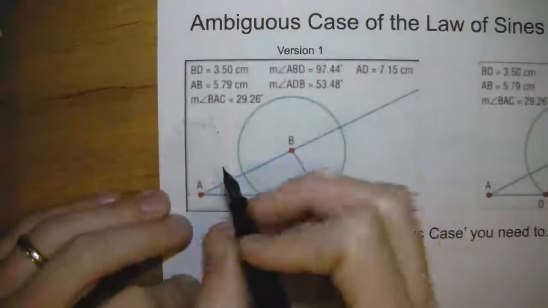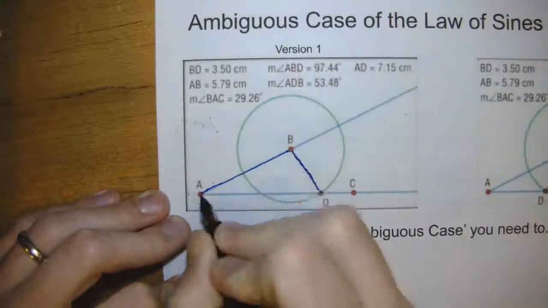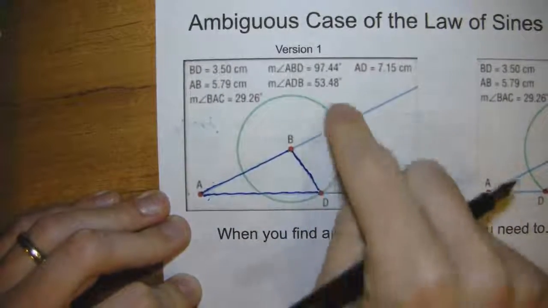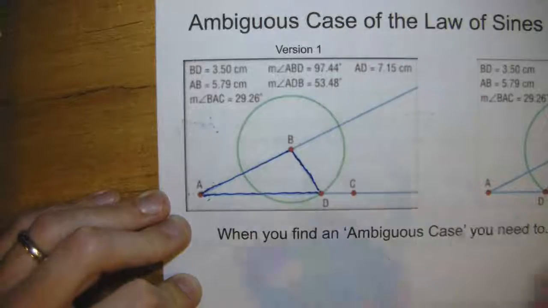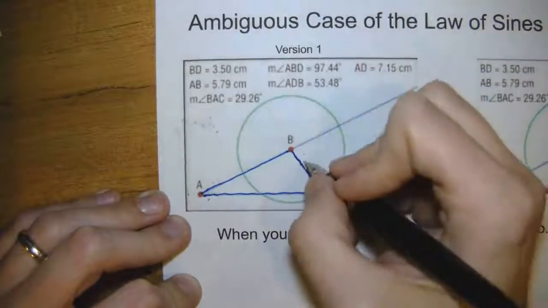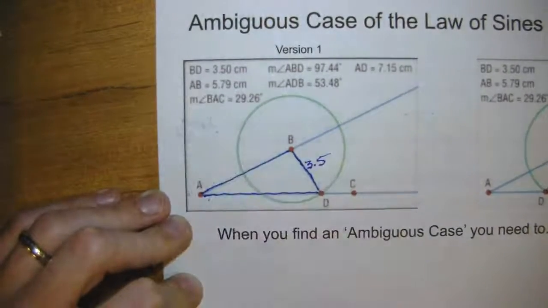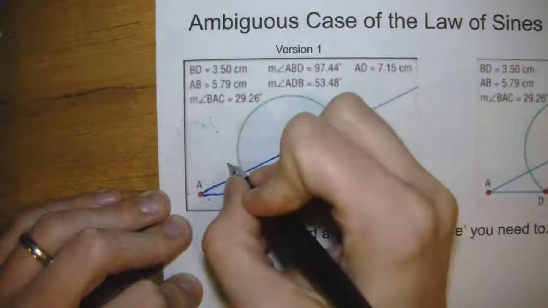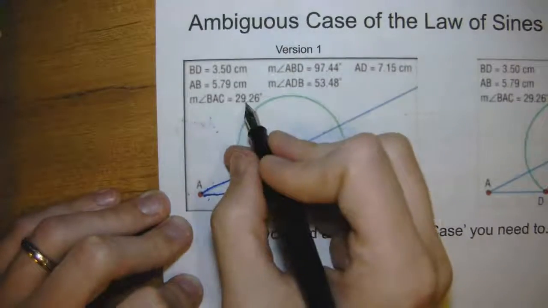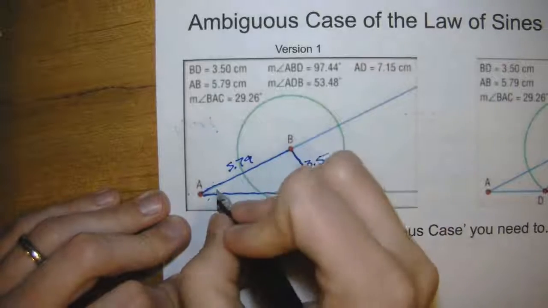Version 1. Here's my triangle. All right, I'm going to bold it in a little bit here just to make it a little easier to see. Notice that BD, this distance, and notice we've made a circle here, and we'll talk about that circle in just a minute. But BD is not only the side length, it's also the radius of this circle, and it is 3.5. So let's write that in, 3.5. All right. We know that AB, so this distance here, is 5.79 centimeters.